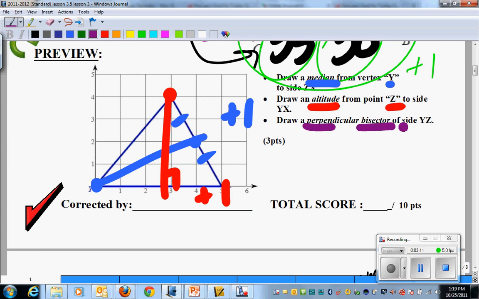Last one, perpendicular bisector of YZ. So I trace YZ. Bisector means you have to go through the middle. Perpendicular, you have to make a right angle. If you don't have the hatch marks or the right angle, it's a 1/2 point down. That's plus 1. 3 points at the bottom, 5 points in the middle, 2 points at the top, total of 10. Score, and return.